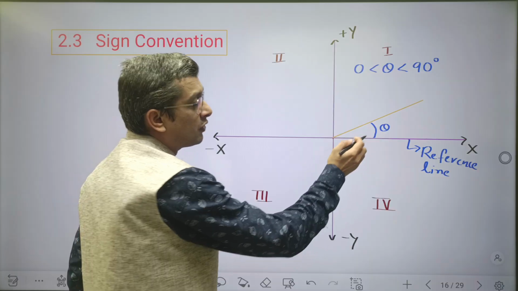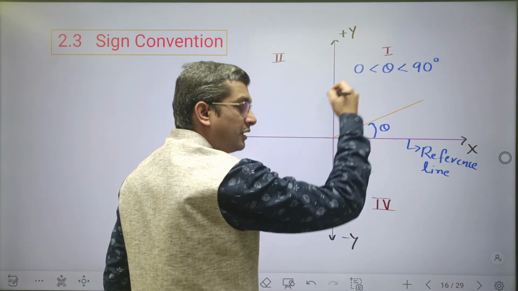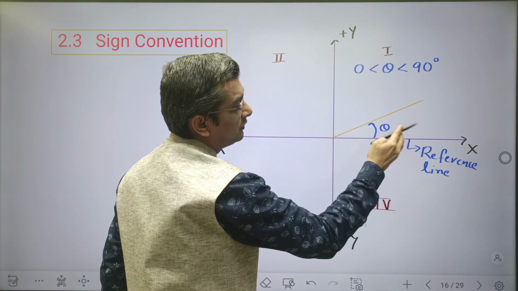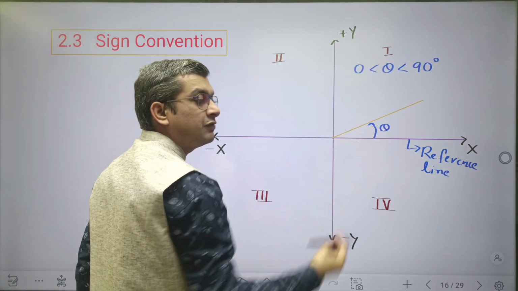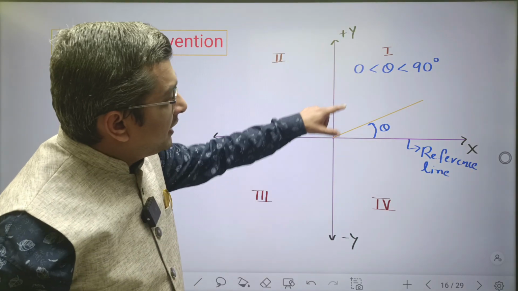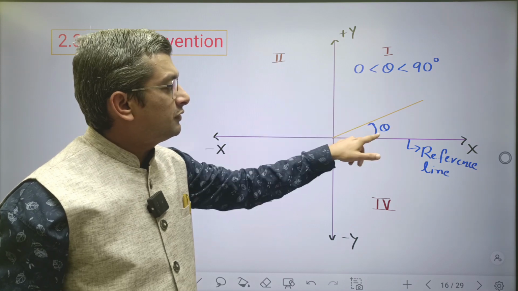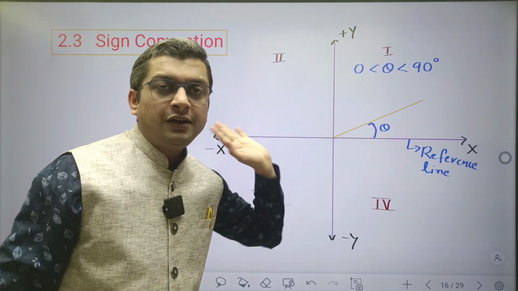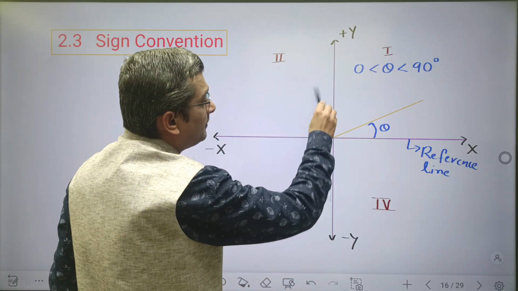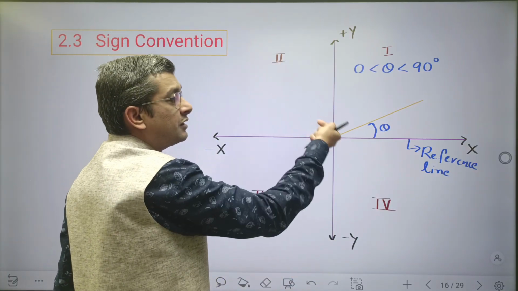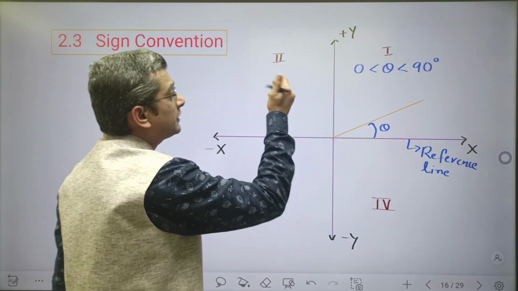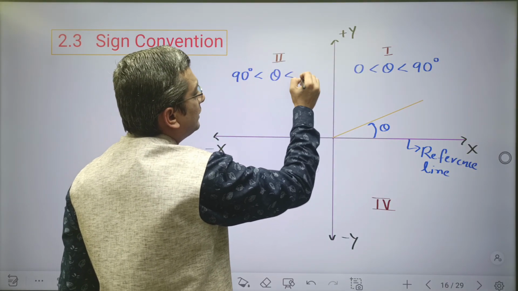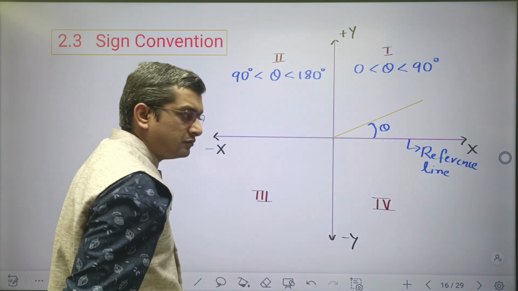So this angle, first of all, we have taken in the anti-clockwise manner. So this angle will be positive definitely. And if this line is in the first quadrant, then this angle theta will be greater than 0 degrees but less than 90 degrees. If it exceeds 90 degrees, then this line reaches the second quadrant. And in the second quadrant, the angle theta is greater than 90 degrees but less than 180 degrees.